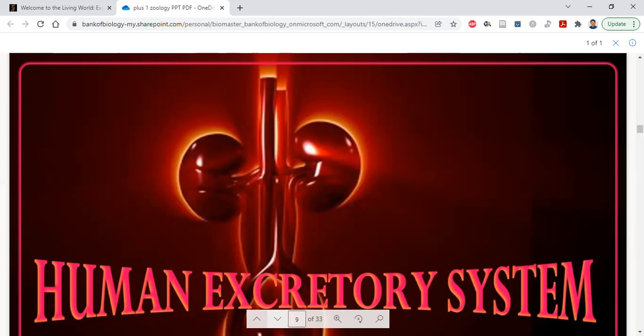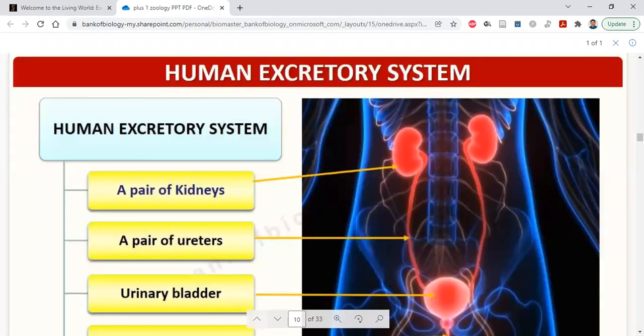Then urea and uric acid. If we consider the human excretory system, the tissues and organs associated with the removal of waste products, that is excretion, constitute the excretory system.